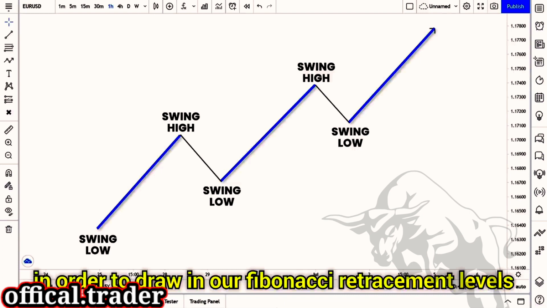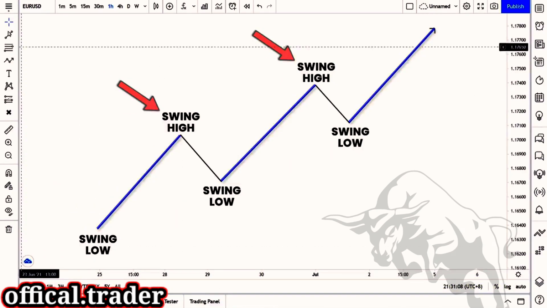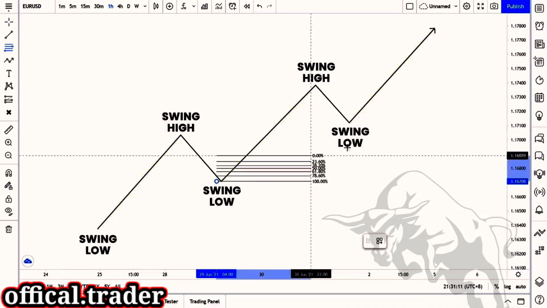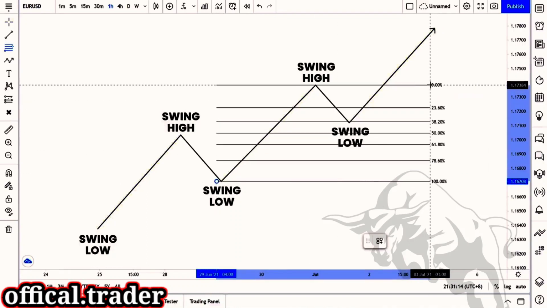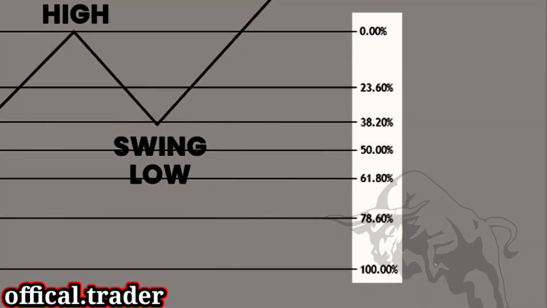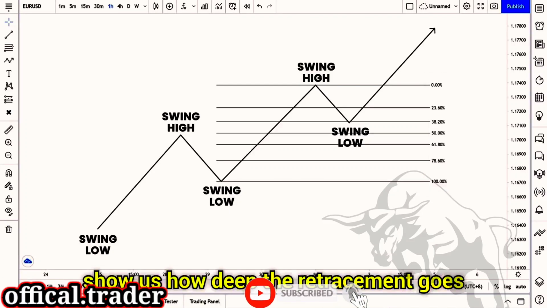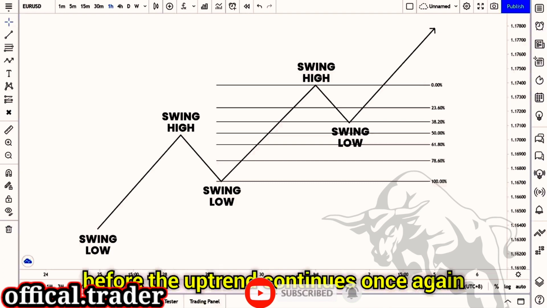Now, in order to draw in our Fibonacci retracement levels in an uptrend, we draw it starting from the swing low and ending at the swing high. If drawn correctly, then you should have the 0% level at the top and the 100% level at the bottom. So the percentage levels on the right-hand side of the Fibonacci tool simply show us how deep the retracement goes before the uptrend continues once again.